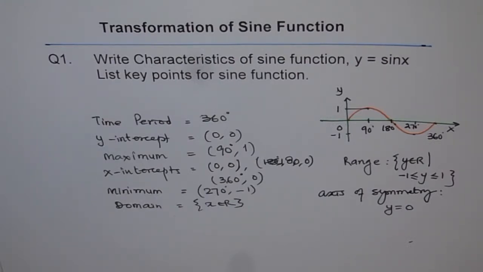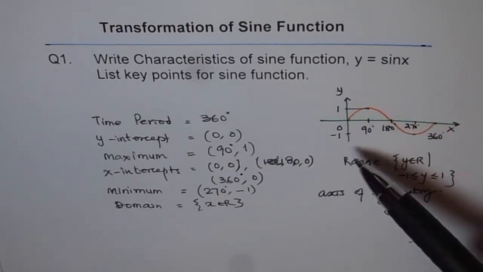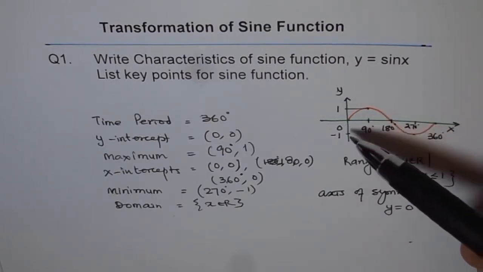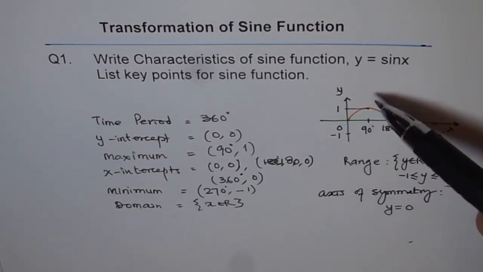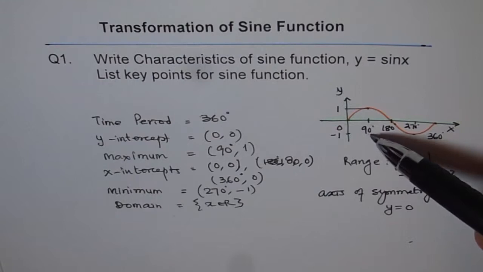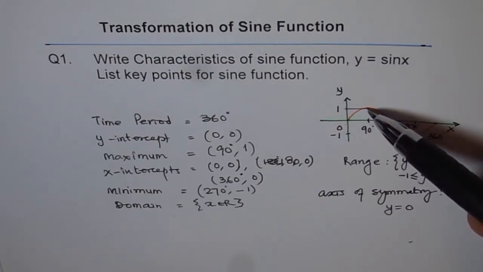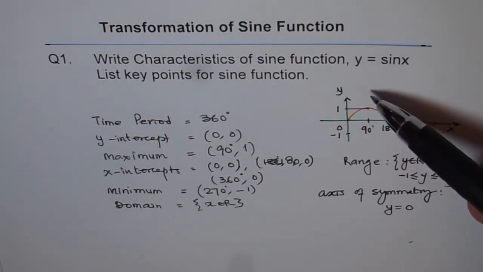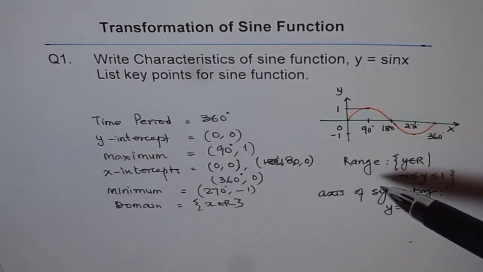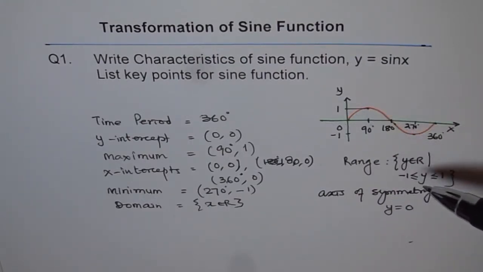In the following videos, we will discuss transformation of sine function. So we'll start with vertical stretch, vertical translation, and things like that. If you translate this wave up and down, you will see the y values will change, not the x values. That means maximum will remain at 90, but the value will not be 1, but will be 1 plus or minus, depending on by how much it translates up and down. So the y values will change.